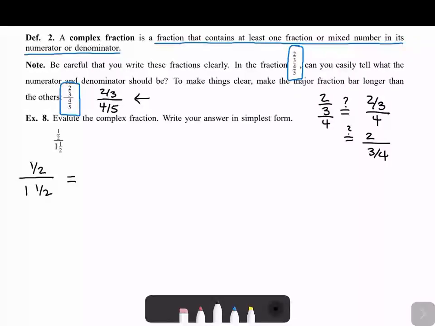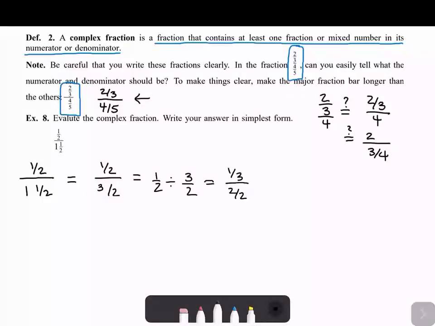So to do this, most of our algorithms have only dealt with improper fractions. So I'm going to just change this into an improper fraction just for ease. So this is 3/2. And whenever we switch this to the improper fraction of 3/2, then this just represents the operation 1/2 divided by 3/2. And look, these have a common denominator. So we can use the common denominator algorithm. So this is 1/3 divided by 2 over 2.